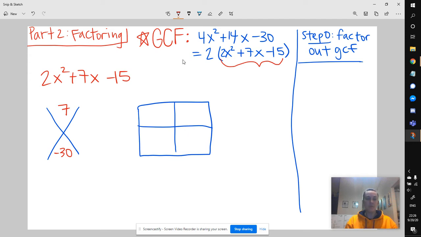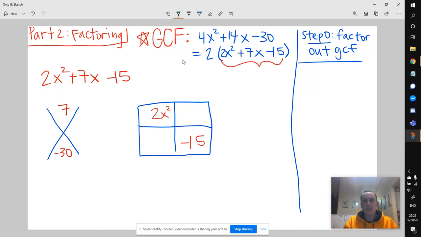Then the bottom is the first coefficient times the last coefficient, the A times the C. All right, fine. And then the other things we get to fill out right away with no thinking is in the box, we put the first term here and the last term here. All right, new color. Now, the same thing that we were thinking of in the normal version, which is we're looking for things that add up to 7, but multiply to negative 30. Add to 7, multiply to negative 30.